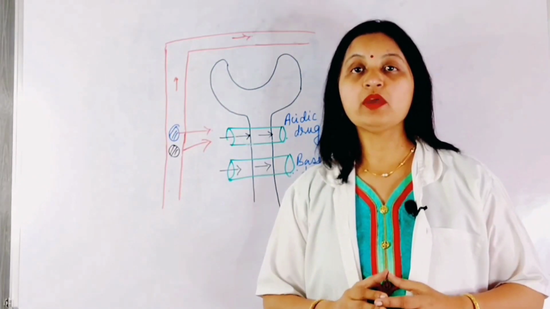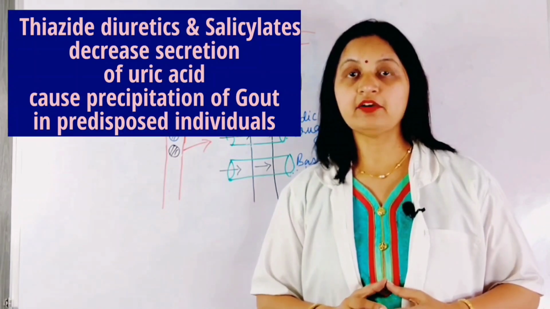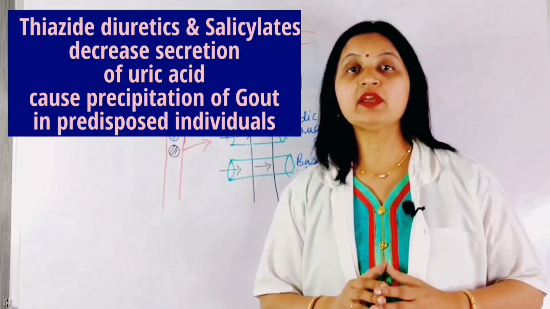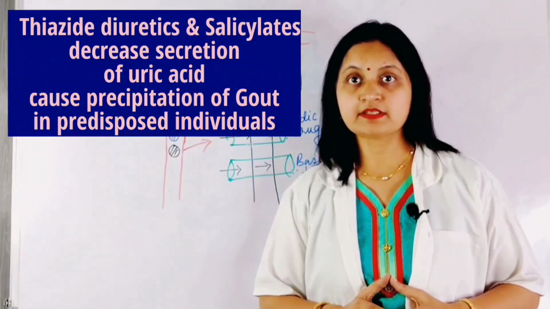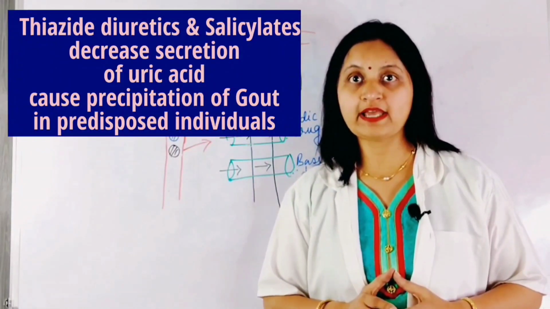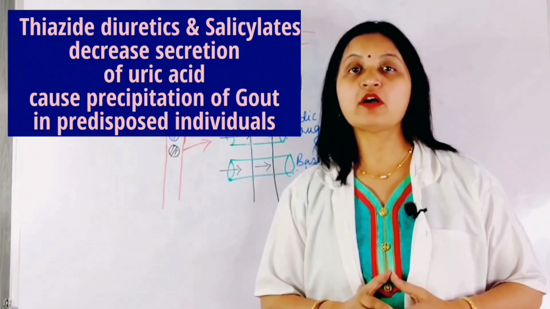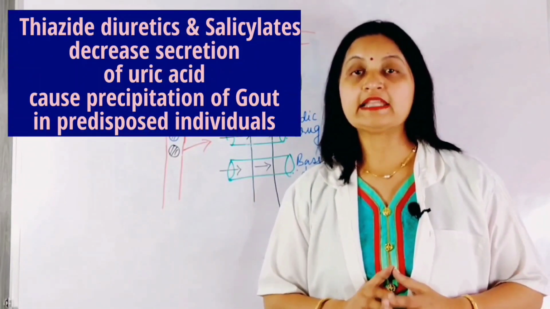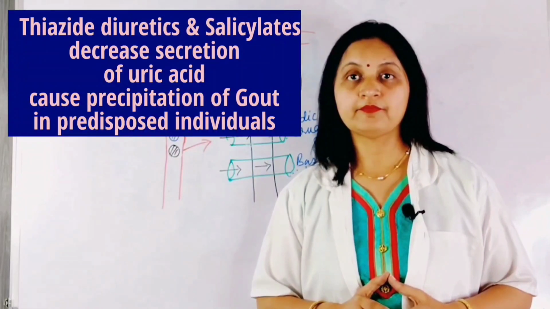Similarly, weakly acidic drugs such as thiazide diuretics and salicylic acid decrease the excretion of endogenous substances such as uric acid, increasing the concentration of uric acid in the plasma, and this causes precipitation of gout in susceptible individuals.